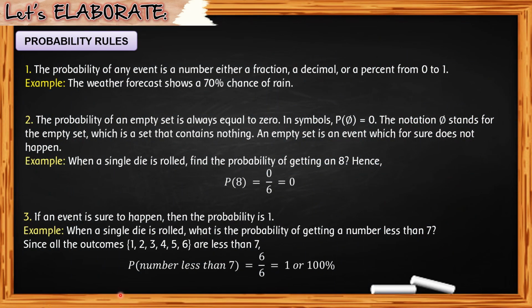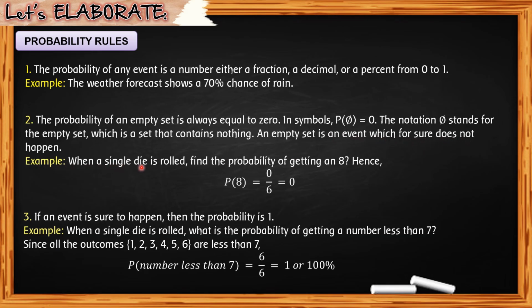Now take note of the probability rules. For number 1, the probability of an event is a number, either a fraction, a decimal, or a percent, from 0 to 1. Example, the weather forecast shows a 70% chance of rain. For number 2, the probability of an empty set is always equal to 0. In symbol, it can be written like this. The notation stands for the empty set, which is a set that contains nothing. An empty set is an event which for sure does not happen.